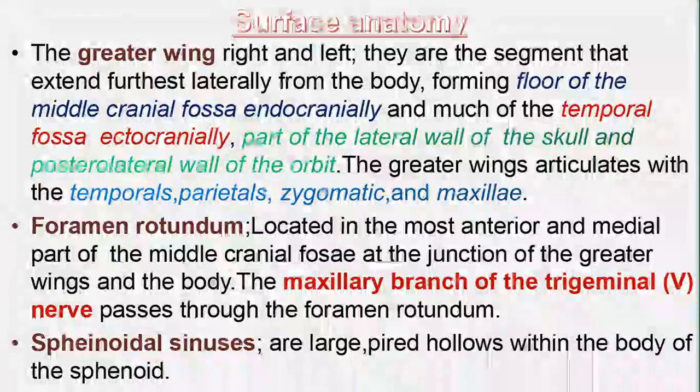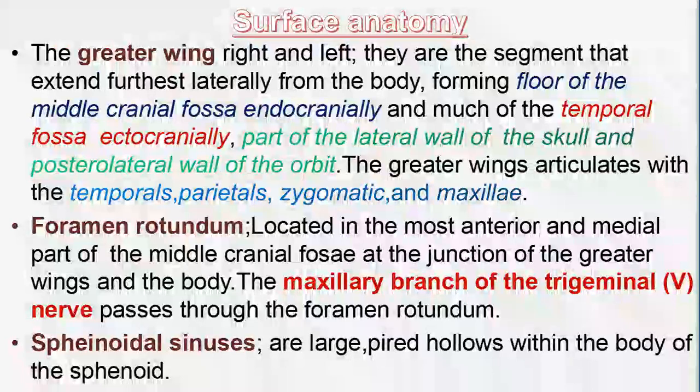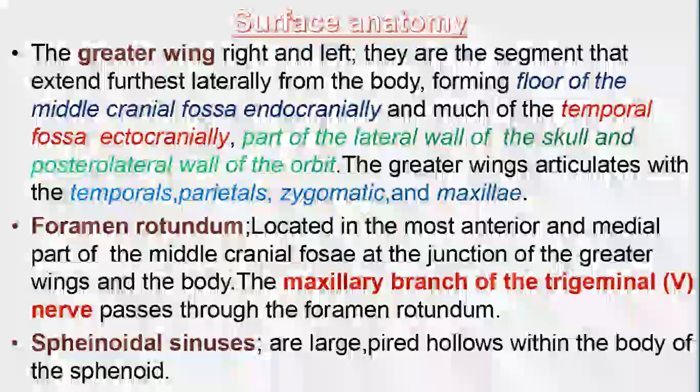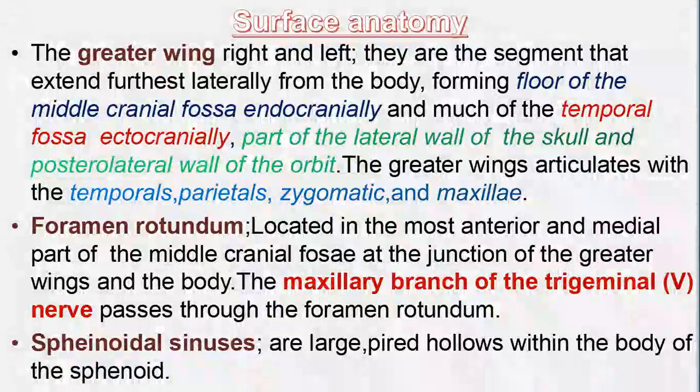Foramen rotundum is located in the most anterior and medial part of the middle cranial fossa at the junction of the greater wings and the body. The maxillary branch of the trigeminal nerve passes through this foramen rotundum. Sphenoidal sinuses are large paired hollows within the body of the sphenoid.